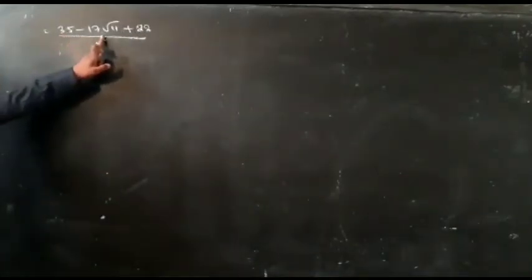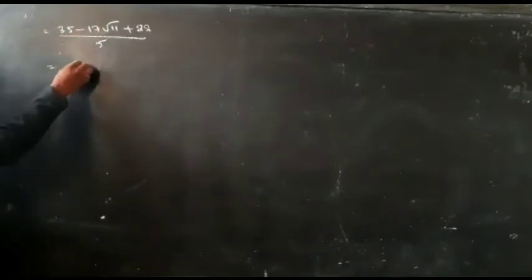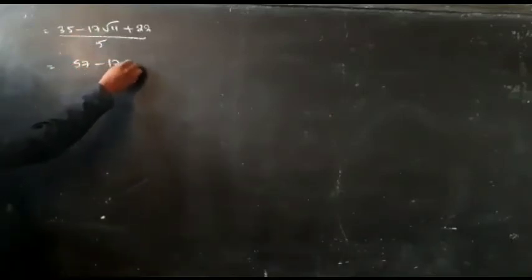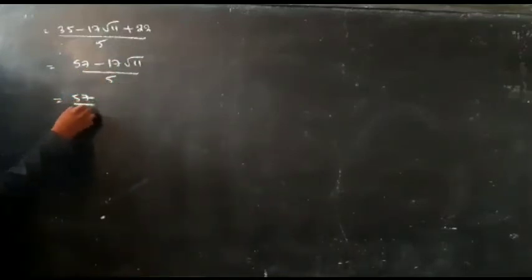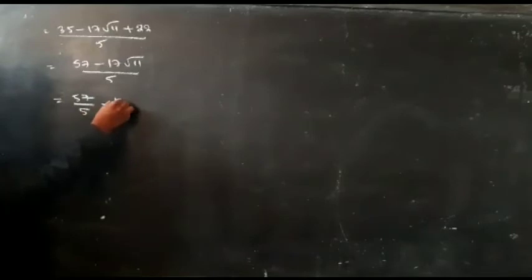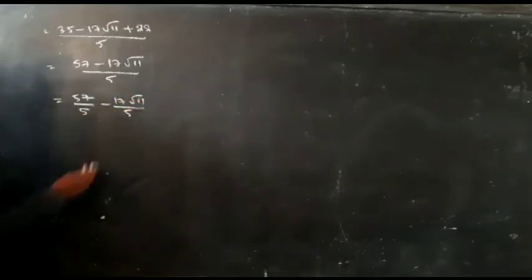35 minus 17 root 11 plus 22 by 5. 35 plus 22 we can write 57. 57 minus 17 root 11 by 5. Now divide this. We can write 57 by 5 and minus 17 root 11 by 5.